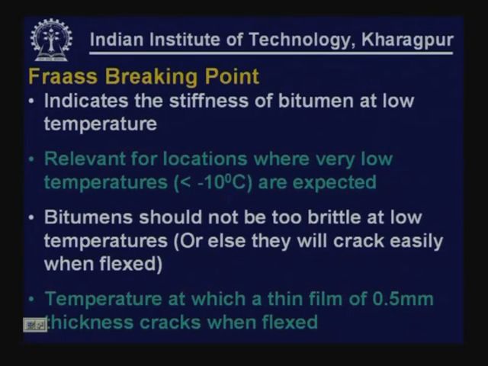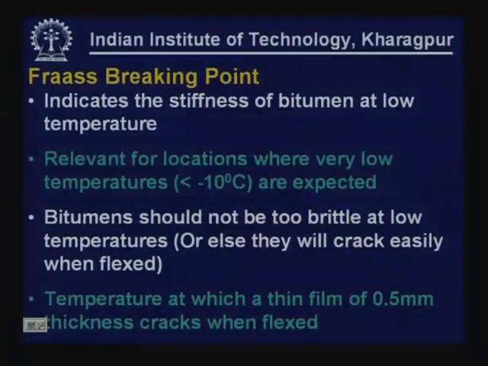There is a frost breaking point test that is normally conducted on bitumen, although it is not very usual for all climatic conditions. This is relevant for climatic conditions where we can get temperatures as low as maybe -10, -15, -20. This indicates the stiffness of bitumen at very low temperatures. As I indicated, this is relevant for only those locations having very low temperatures, obviously in the winter season. The bitumen should not be too brittle at low temperatures, otherwise when it is flexed or pulled, it is going to crack very easily. That is what is known as low temperature cracking.